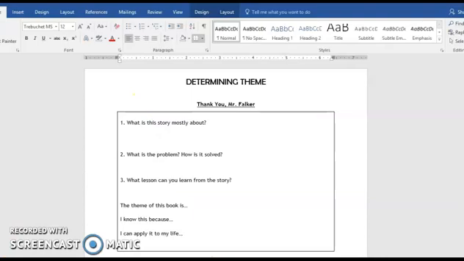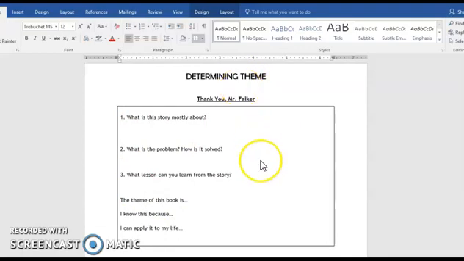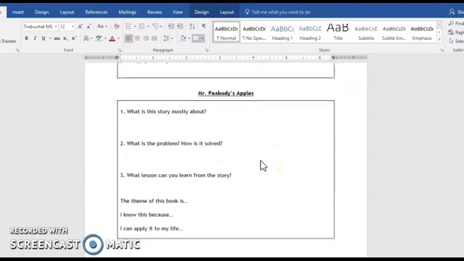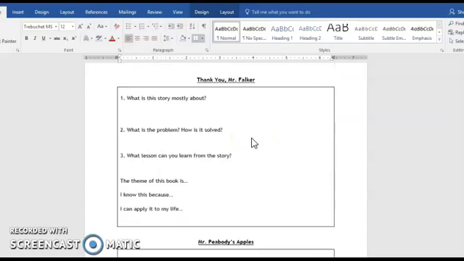Okay, so now let's get into our lesson for today. In order to determine the theme, there are a few questions that will help you really think about what the message or what the lesson is in the text. Okay, so we're going to do this one on Thank You, Mr. Falker. I'm going to do this one, and then you guys are going to do Mr. Peabody's Apples, okay? And these are guiding questions that you consider, think about, and answer that will help you figure out what the lesson is or what the author's message is to you.